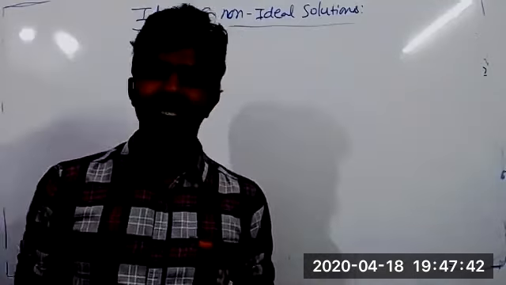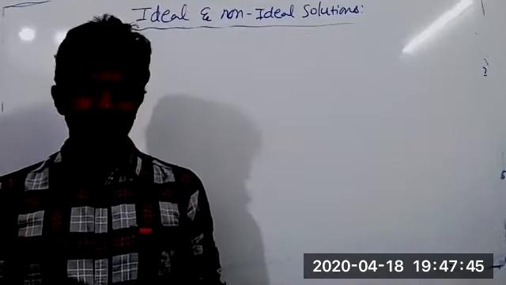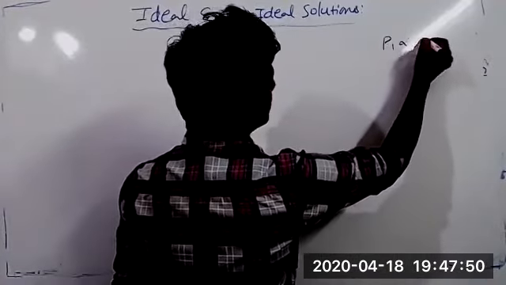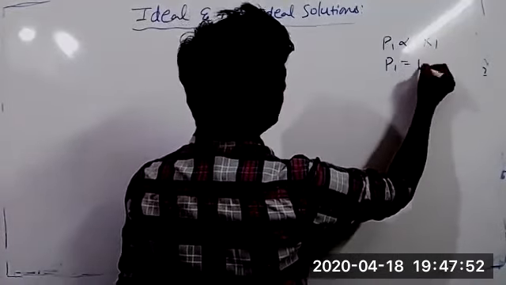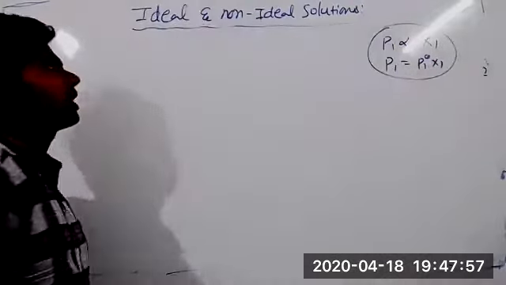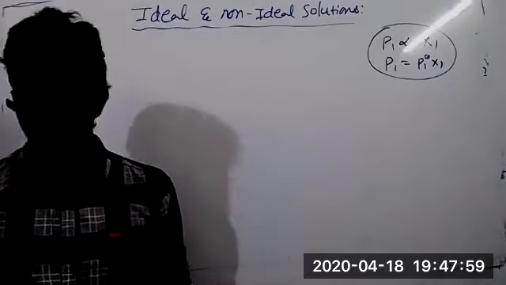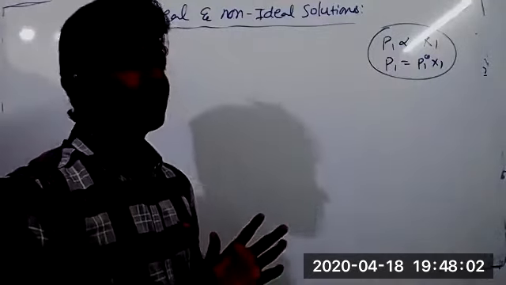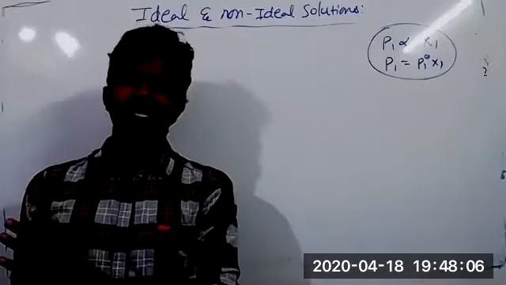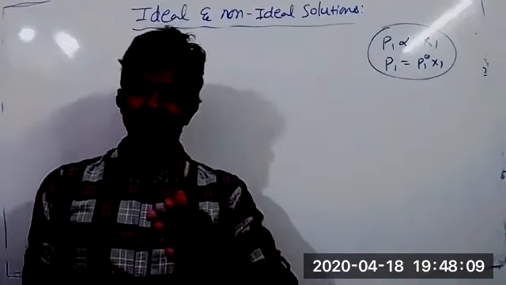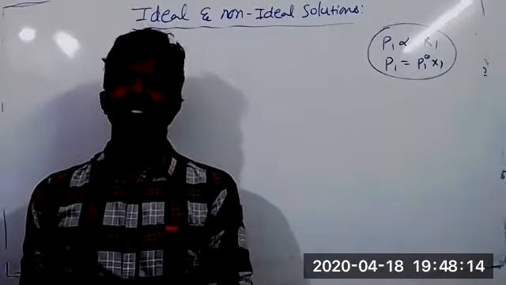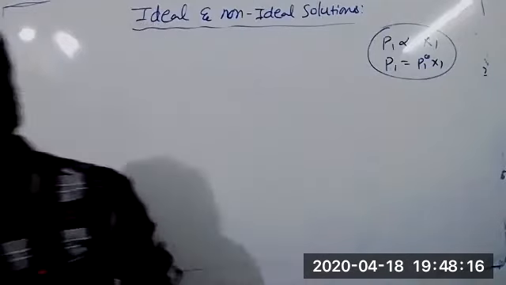So the partial pressure of each component in a solution is directly proportional to its mole fraction. That means P1 is directly proportional to X1. So P1 is equal to P1 power 0 into X1. This is Raoult's law. Now see what ideal and non-ideal solutions are. Very simple concept. A solution which obeys Raoult's law over the entire range of concentration is called an ideal solution. A solution which does not obey Raoult's law over the entire range of concentration is called a non-ideal solution.